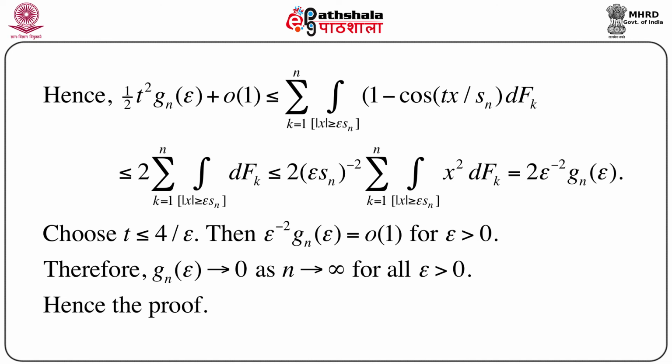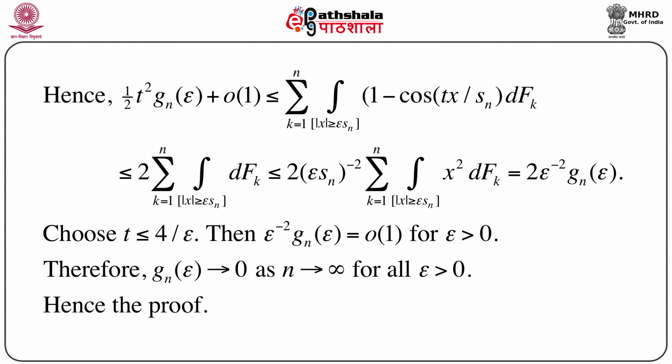This entire quantity is less than equals to 2 into summation k equals to 1 to n integral of mod x greater than equals to epsilon Sn dFk, that is less than equals to twice epsilon Sn to the power minus 2 into summation k equals to 1 to n integral of x square dFk. That means we are introducing x square inside the integral, and for that we adjust this by epsilon Sn, but we are getting an inequality in between because of the restriction that mod x greater than equals to epsilon Sn. So ultimately this entire integral is nothing but twice epsilon to the power minus 2 into Gn epsilon.